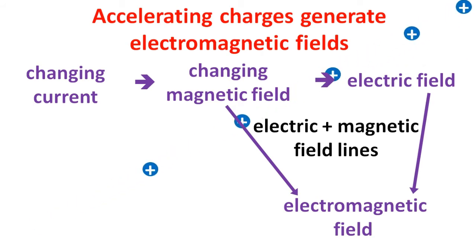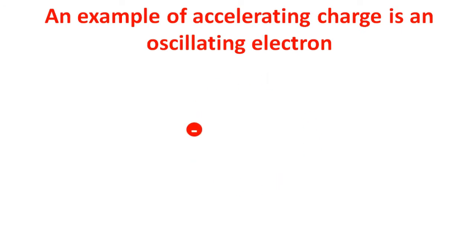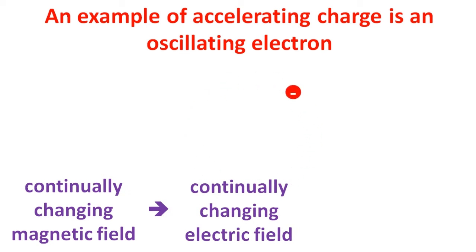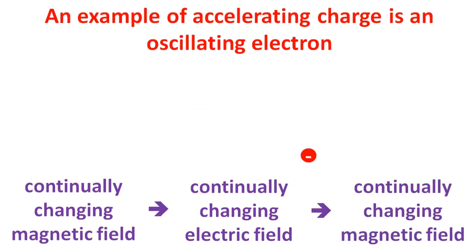Exactly. A common example of an accelerating charge is an oscillating electron. Yes, when an electron oscillates, its direction keeps changing, and so it keeps accelerating. Correct. And because the electron keeps accelerating, it will produce a continually changing magnetic field. The continually changing magnetic field, in turn, generates a continually changing electric field, which in turn generates a continually changing magnetic field, and so on. And the cycle keeps repeating. Wow! I now see why oscillating electrons generate electromagnetic fields.